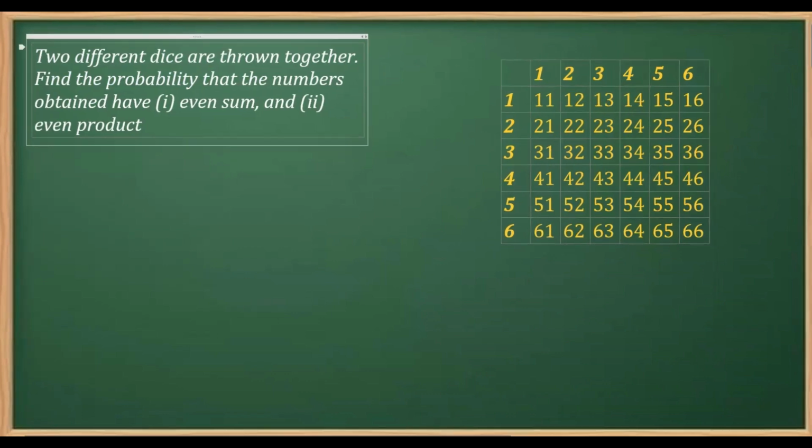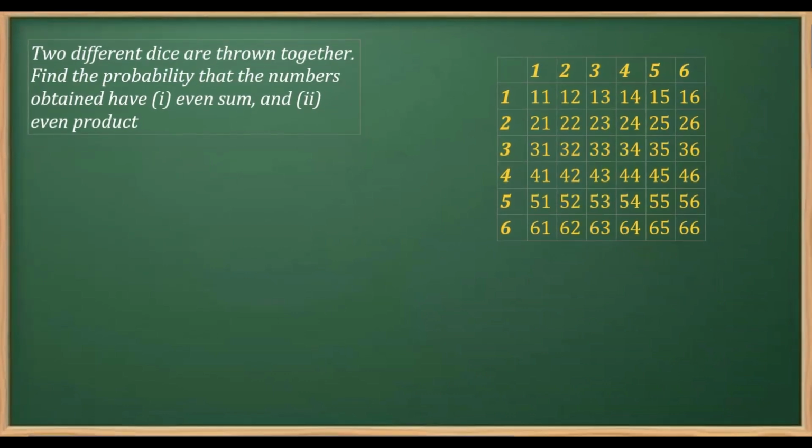So what does it say? It says 2 different dice are thrown together. Find the probability that the numbers obtained in the first part is the even sum. Right? The sum is even, right? So let's do like this. 1 plus 1 is 2. It is even. But 2 plus 1 is not even. I'm going column wise. This is even.